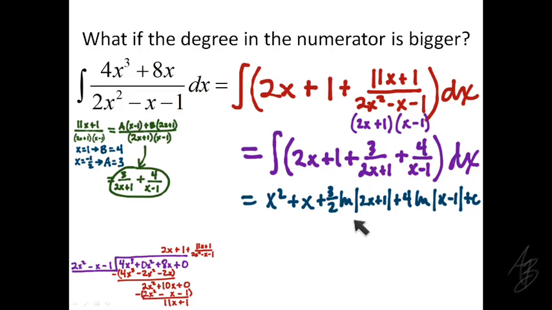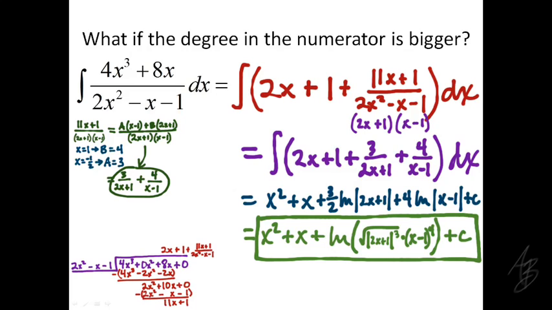Again, when we have natural logs involved, we want to combine them into a single natural log when we can. Keep in mind that these coefficients in front of the natural log become exponents. This is going to be 2x plus 1 raised to the third power, and then the square root of that, because it's a half power, and this is going to be x minus 1 raised to the fourth power. Since it's raised to an even power, we can remove the absolute values, since that even power will make it positive. And so we get a final answer then of x squared plus x plus the natural log of the square root of the absolute value of 2x plus 1 to the third power times x minus 1 to the fourth power plus c.